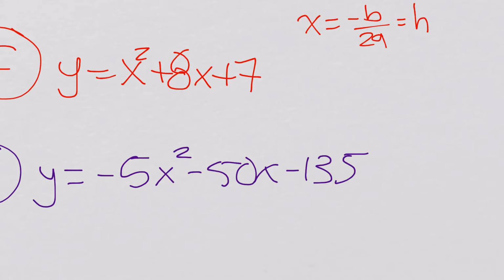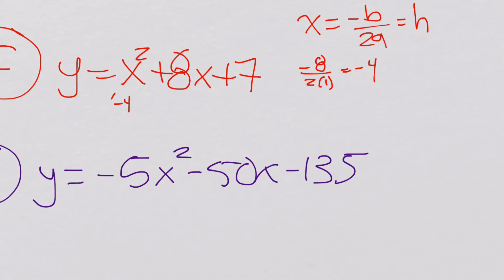So if I want to use that for this function, then I know my vertex is going to be at negative b, which would be negative 8, over 2 times a, which is 1. So negative 8 divided by 2 is negative 4. So I know negative 4 is the x value of my vertex, and then I could just plug negative 4 back into my function to find the y value.